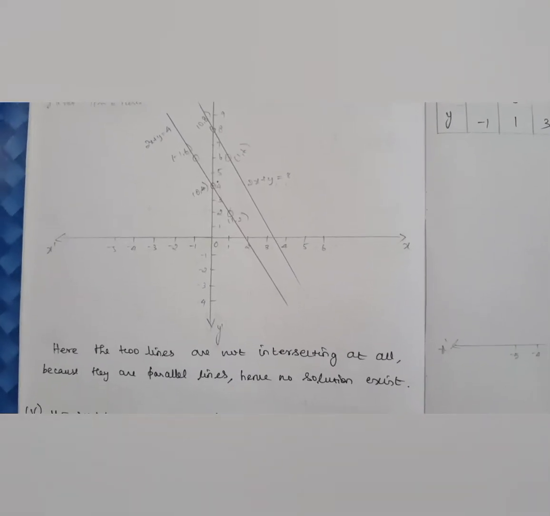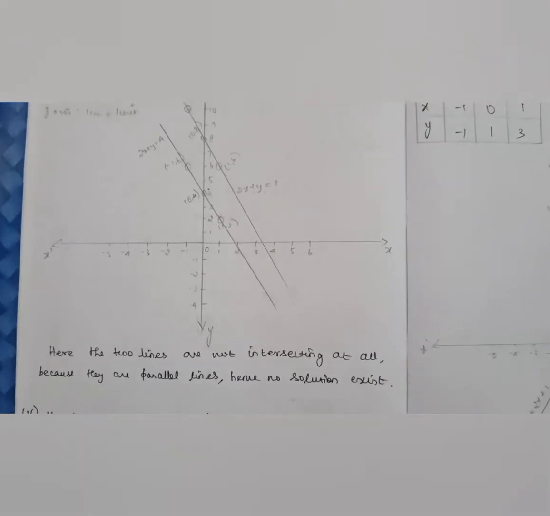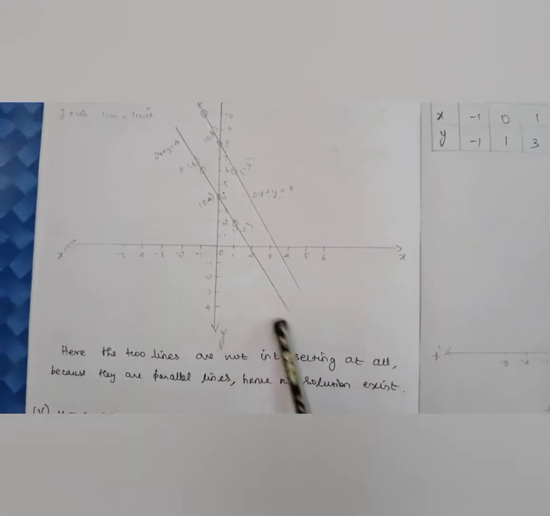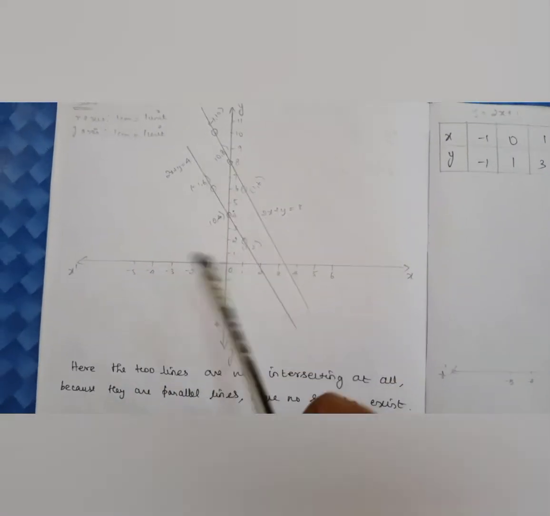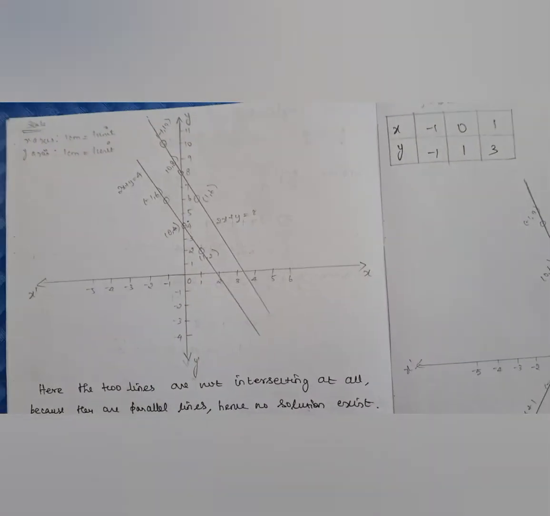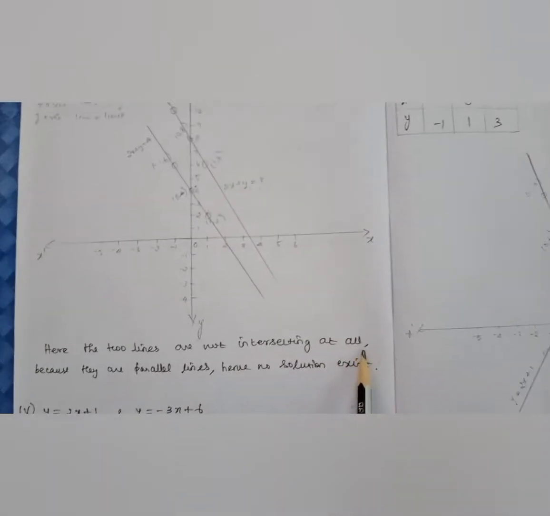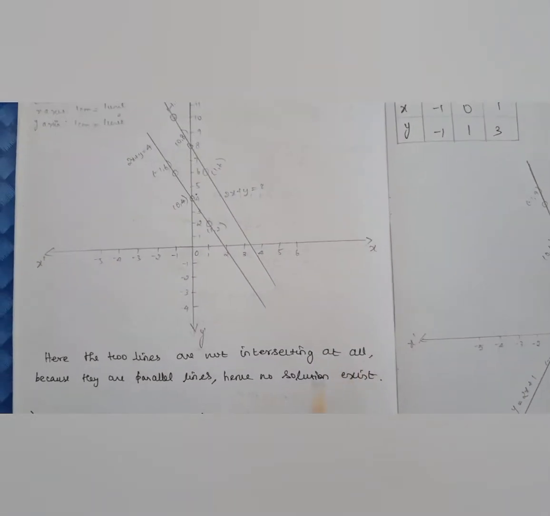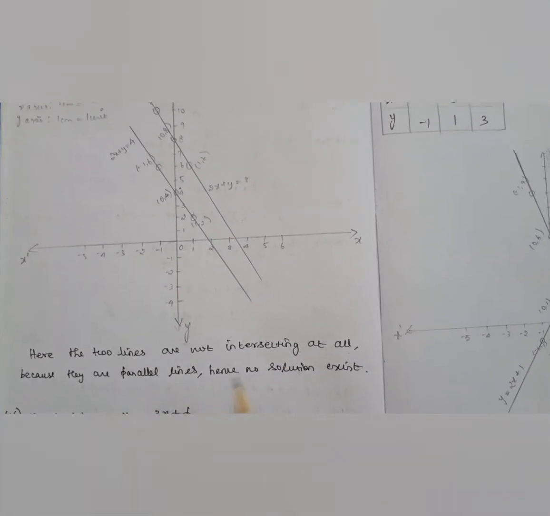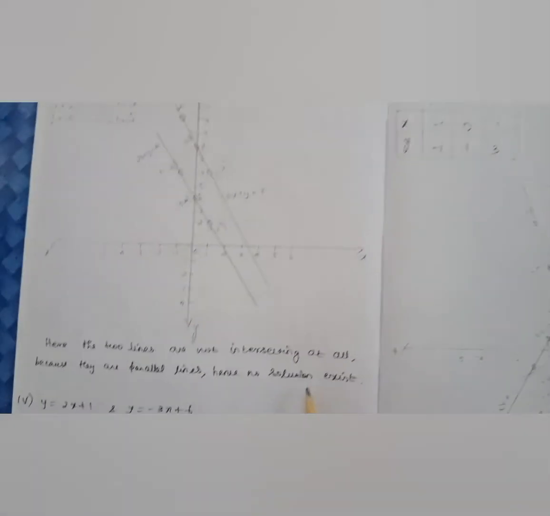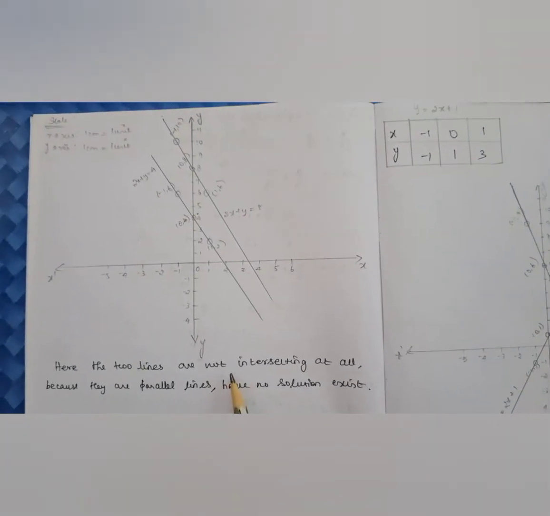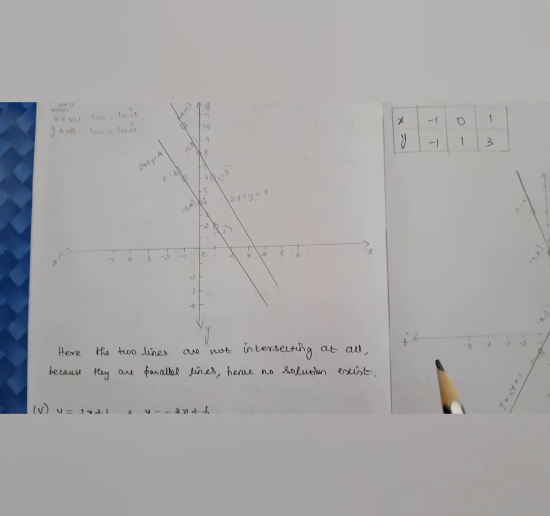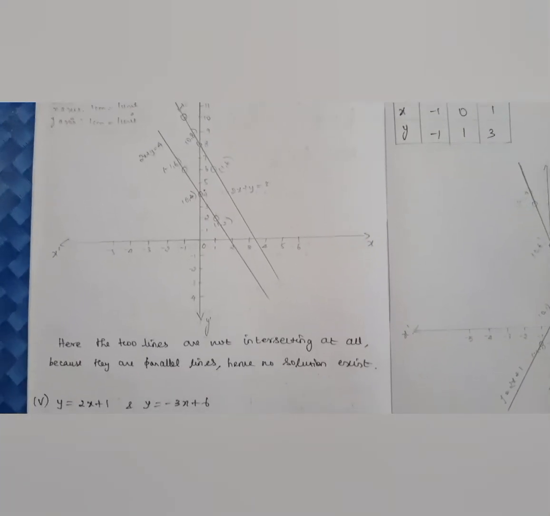When there is no point of intersection, we cannot solve them graphically. The lines seem to be not touching each other. They look like parallel lines. So, we will conclude here that the two lines are not intersecting at all because they are parallel lines, and hence no solution exists. That is why I have chosen this sum. So there is a possibility when you are solving graphically for no solution also.